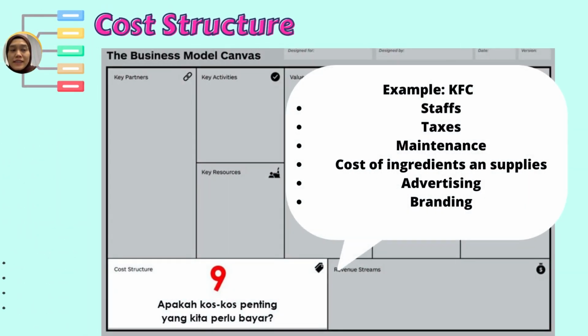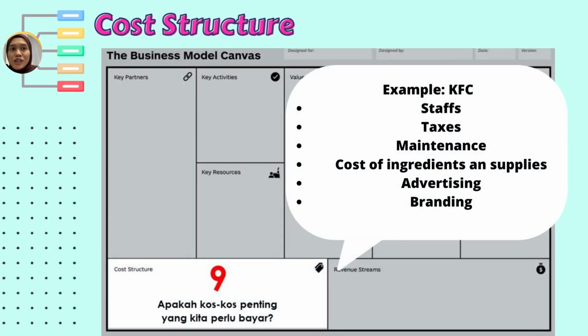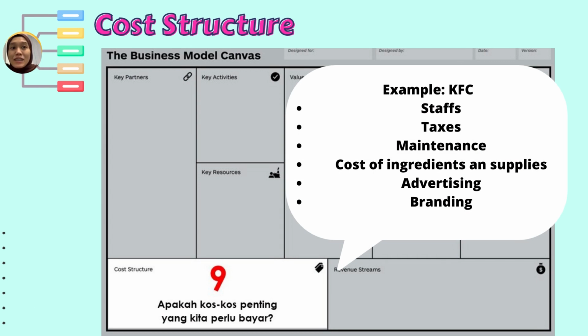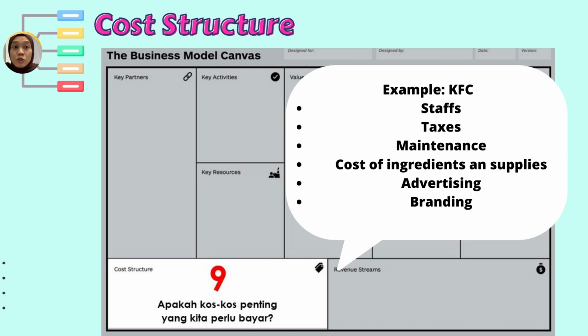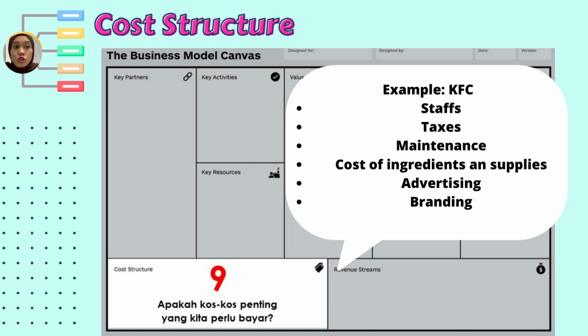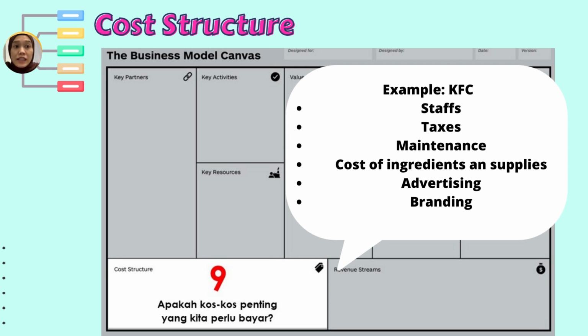Last but not least, number 9 is the cost structure. The business model canvas cost structure describes the costs that a business incurs through its operation. These include employees, infrastructure, costs associated with all activities as well as sourcing through the key partnerships.